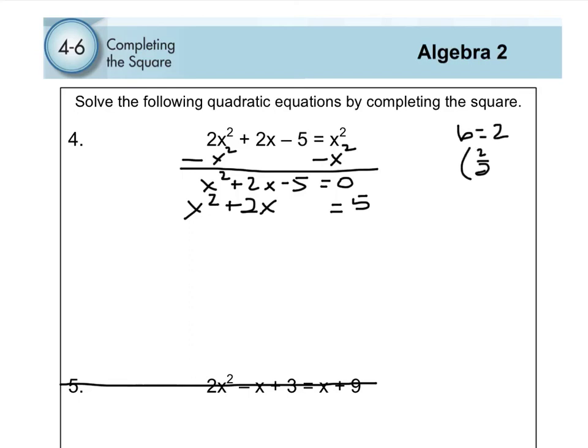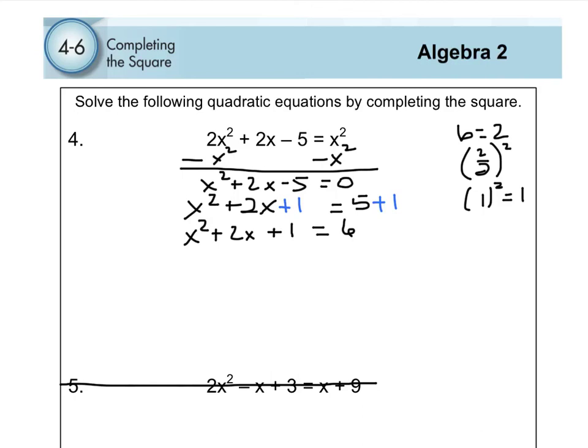2 divided by 2 squared. 2 divided by 2 is 1. Squared is 1. So I'm going to add a 1 here. If I add a 1 to the left side, I have to do it on the right. Okay, so now I have x squared plus 2x plus 1 is going to equal 6.